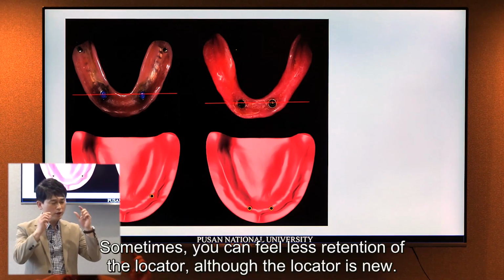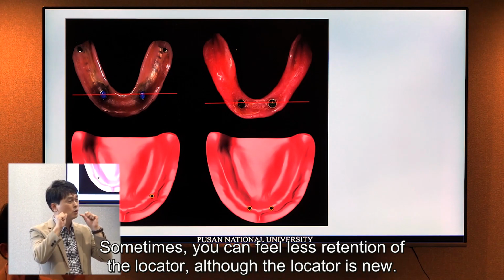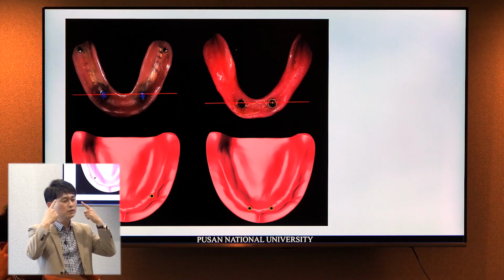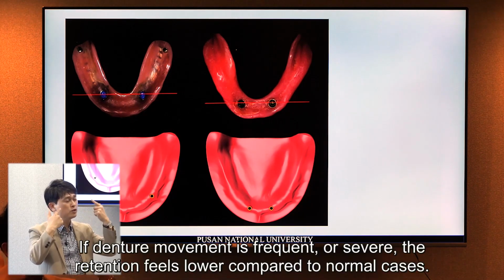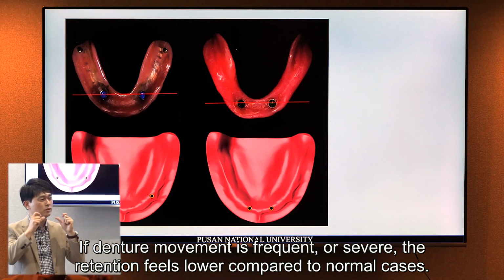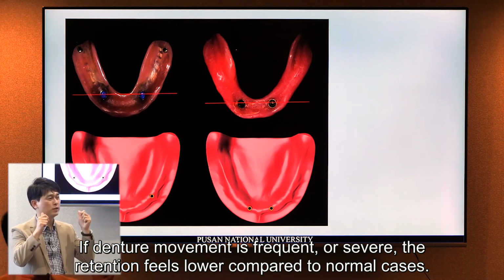Sometimes you can feel less retention of the locator, although the locator is new. That is due to denture movement. If denture movement is frequent or severe, the retention feels lower than in a normal case.